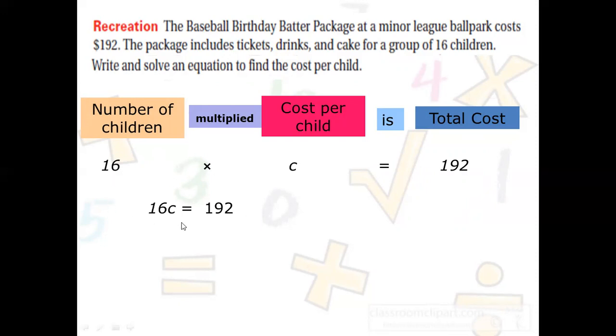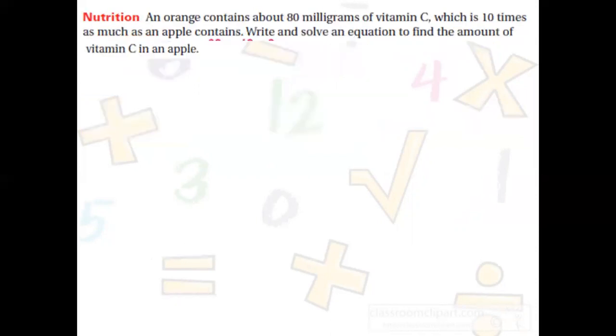Now you all know how to solve. So c is going to be equal to 192 over 16. So which means if you divide 192 by 16 by using the long division way, you will get c equals 12, which means the cost per child is $12. This is how you have to write an equation and solve. First, read the question, understand what you need to do, and write the opposite as an equation, and then you can solve it. Okay, let's go on to the next question.